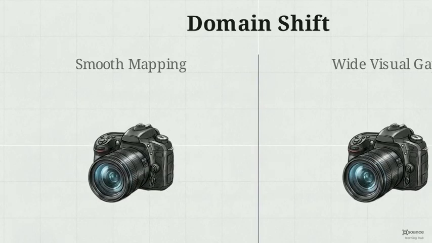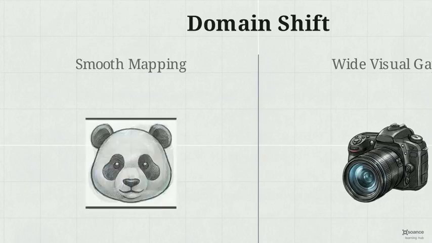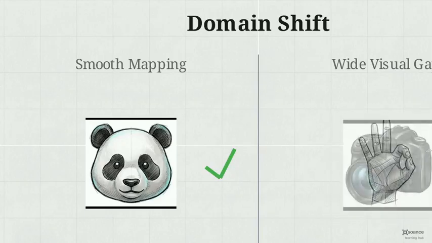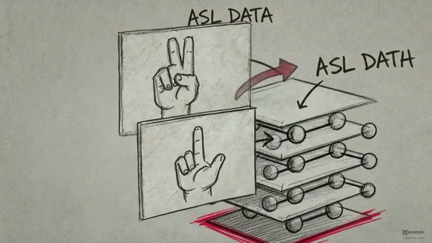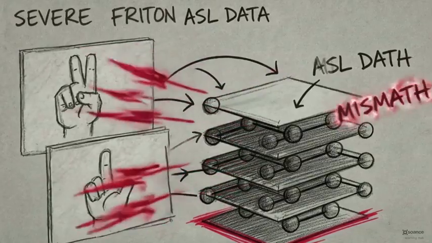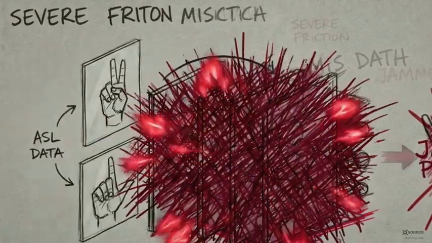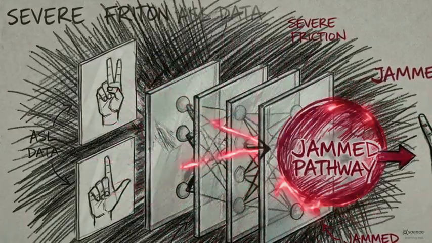This performance gap illustrates domain shift. The original ImageNet dataset maps smoothly to the cat-dog-panda images because they share similar visual qualities. But mapping general images to highly specific ASL hand signs crosses a wide visual gap. A pre-trained feature extractor is ultimately bounded by the visual similarity between its past experience and its current task.